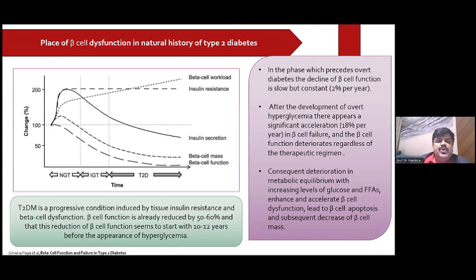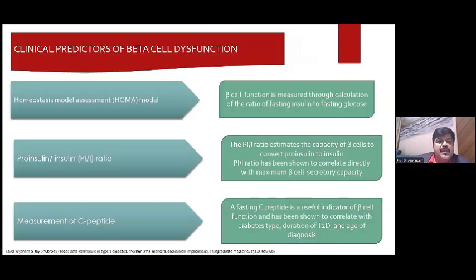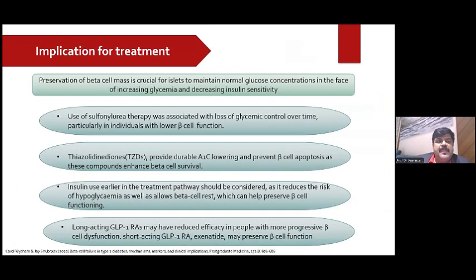So this is a pictorial development. I'm sure all of you are aware how, over a period of time, the beta cell dysfunction progresses once the patient has developed type 2 diabetes. So there are clinical predictors of beta cell function like the HOMA model, that is homeostasis model assessment, pro-insulin ratio, and most important, the measurement of C-peptide. So this has an implication for treatment.